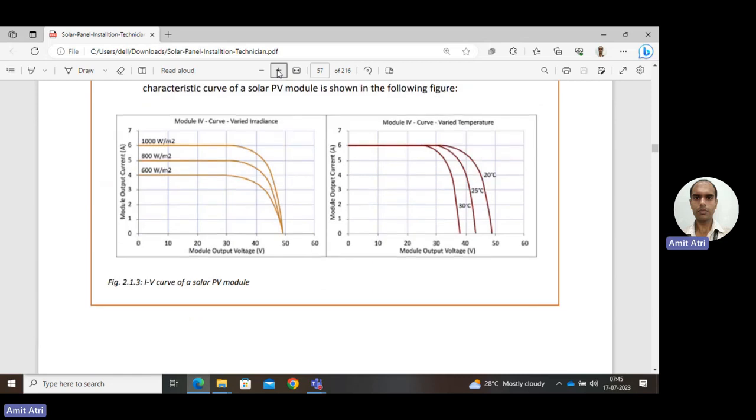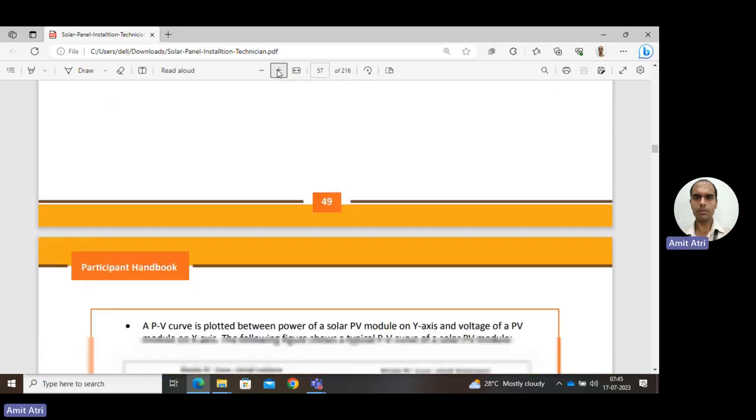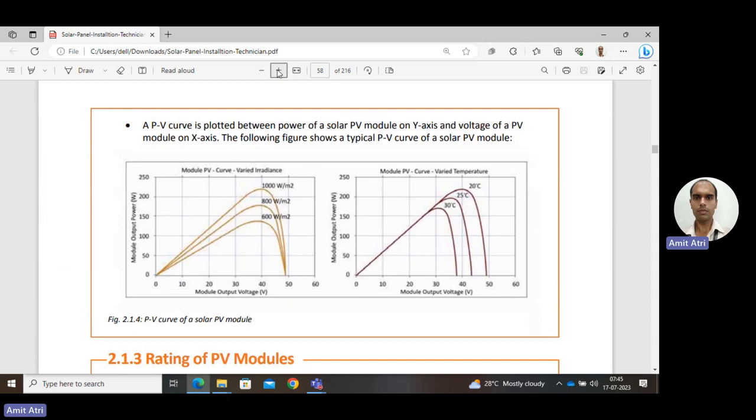This means the temperature should be low. You should not let the temperature of the PV module increase, otherwise the output will decrease. Now coming to the voltage versus power curve of a solar PV module with varied irradiance and varied temperature. Here also we see that as the irradiance increases, the generated power increases. But as the temperature increases, the generated power decreases. From 20 to 25 it is less, then at 30 degrees it is even less.